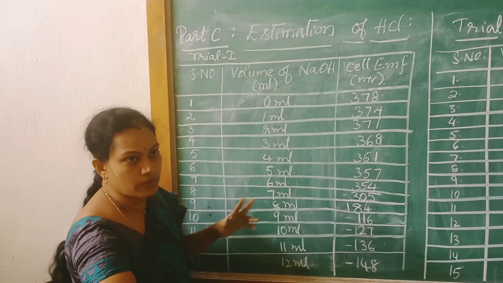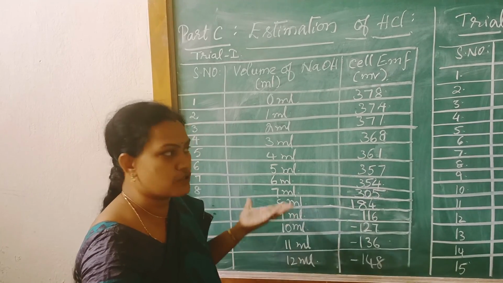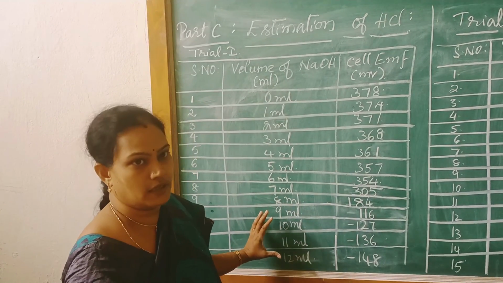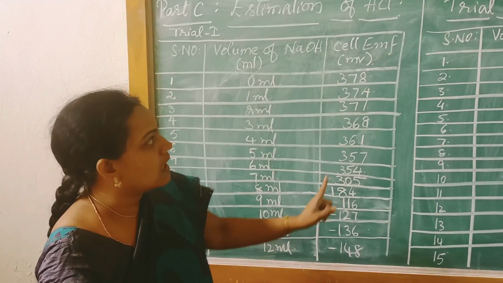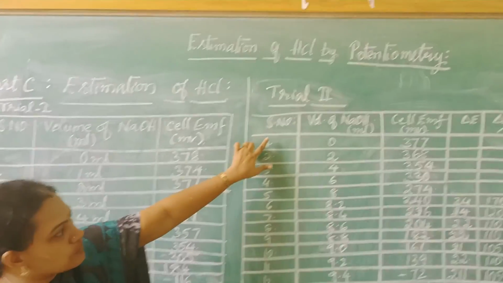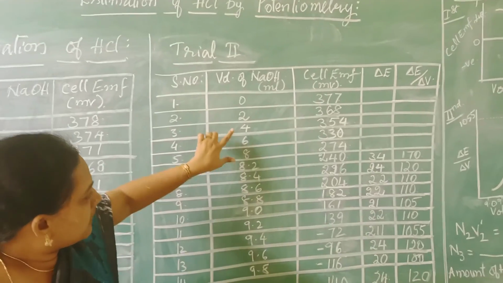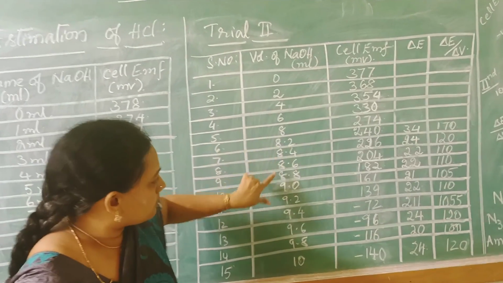Now where in between 9 to 10 ml? It could be at 9.1, 9.2, 9.4 and so on. So to get more accuracy with the volume of NaOH utilized for the point of neutralization, I perform a trial 2. Now this is how I take the values for trial 2.